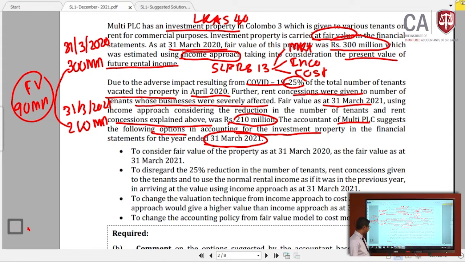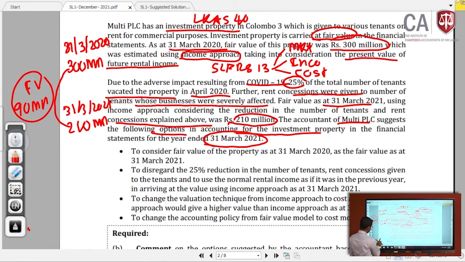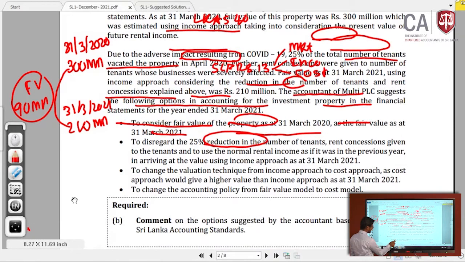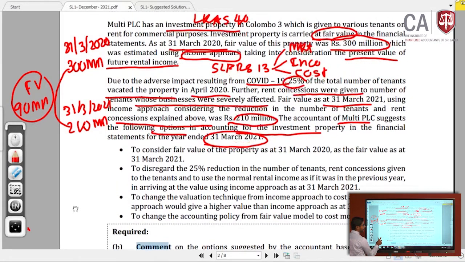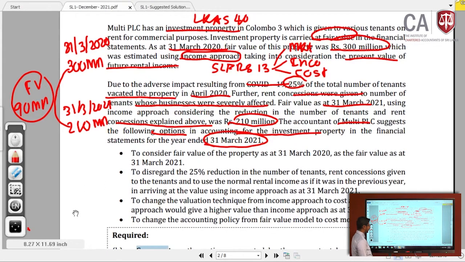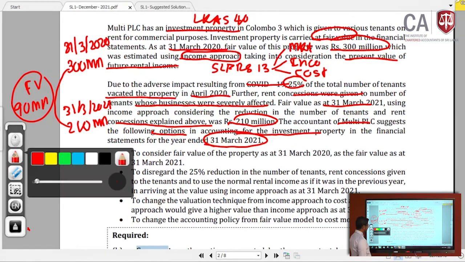What you are required to do, we'll read that as well, is comment. Comment also comes under tier 5. So student, you are required to comment on whatever suggestions are given. We'll go through the suggestions one by one.